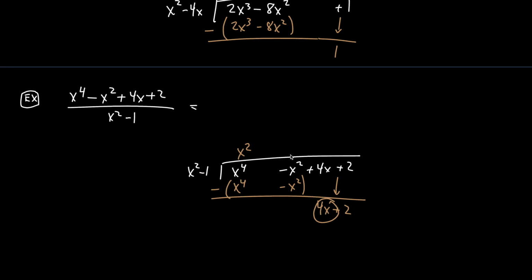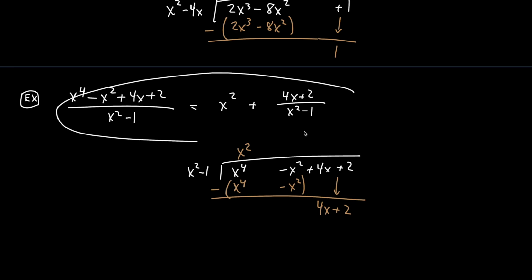So we're stopped there, okay? So in this case, we're done. What that means is up top, our division produced x squared, which was able to get perfectly divided out. But then I was left with a remainder of 4x plus 2, which couldn't be divided by the x squared minus 1 successfully. Right? So this is now what we're working with.